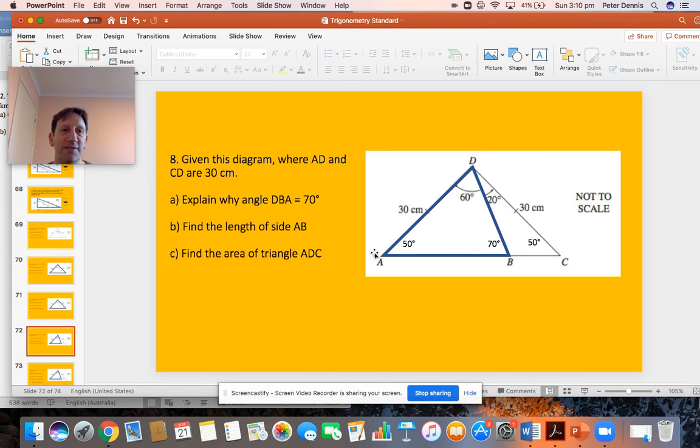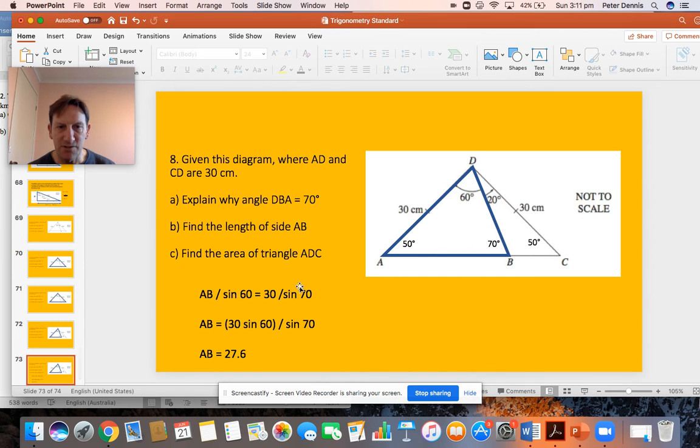And it's very easy to do. I almost did it then. Very, very easy. So what's the next one? Find the length AB. So how would we find this length? It's going to be a over sine A equals b over sine B.